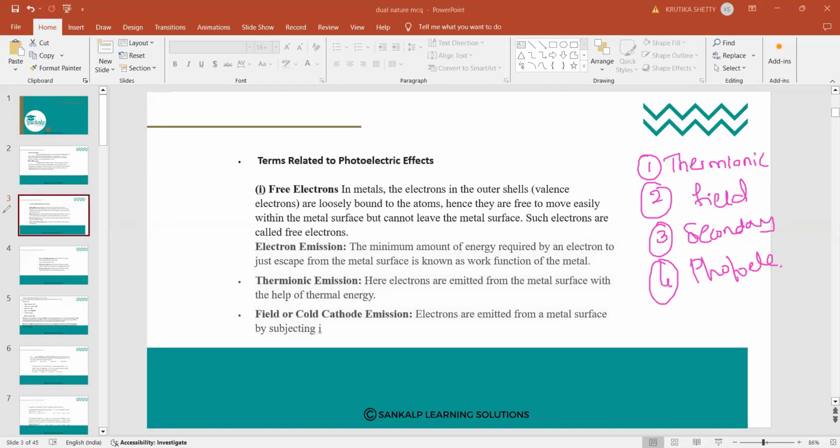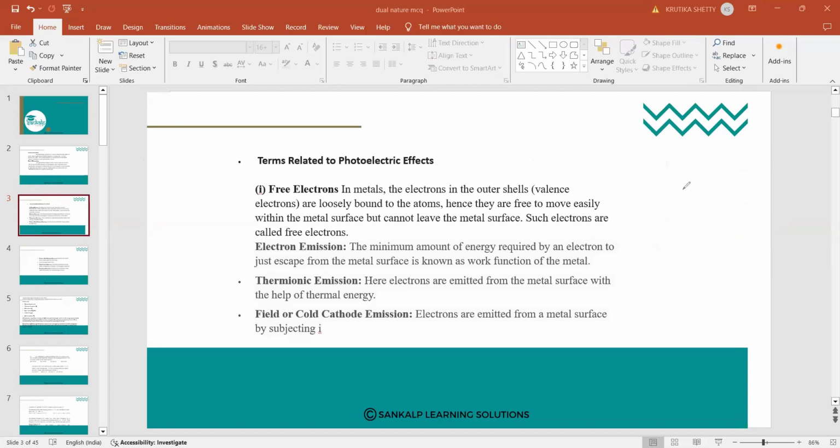As the term indicates, thermionic. What do you mean by thermionic emission? Thermal means heat. So when heat energy is incident on the metal surface, the electrons will come out of the surface. That phenomenon is called thermionic emission. Thermionic emission is nothing but the emission of electrons from the metal surface with the help of thermal energy, that is, heat energy.